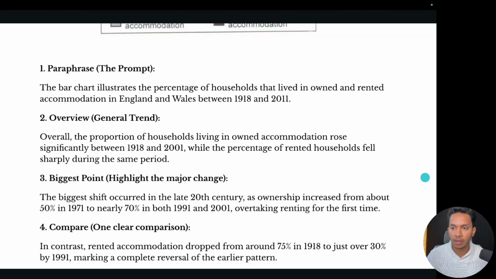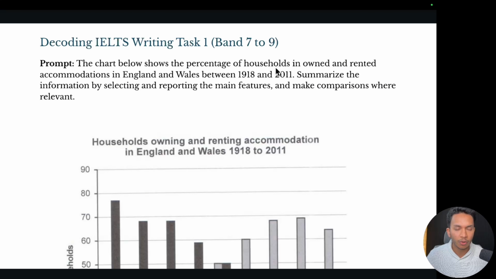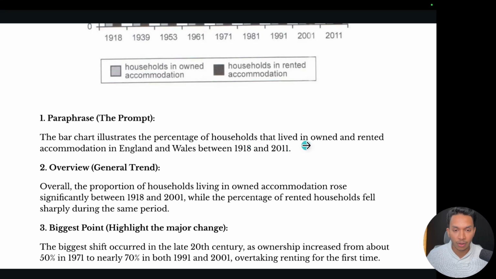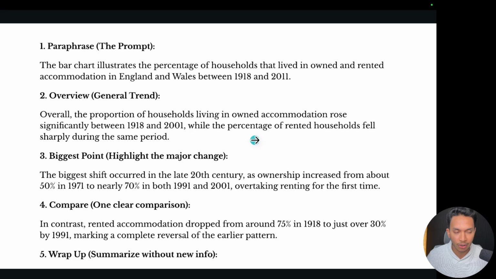All right, so according to this 5-sentence strategy, number 1, you paraphrase the prompt. So what is the prompt? It shows the percentage of whatever it is, just this line. You want to paraphrase that in your version. If it's a bar chart, say bar chart; if it's a pie chart, say pie chart, or whatever line graph that is. The chart illustrates the percentage of households that lived in owned and rented accommodation in England and Wales between 1918 and 2011. So that is your first sentence.